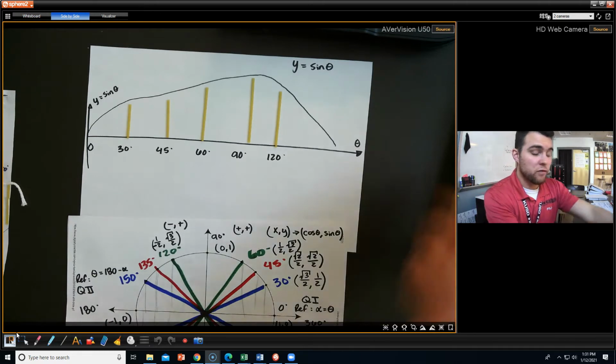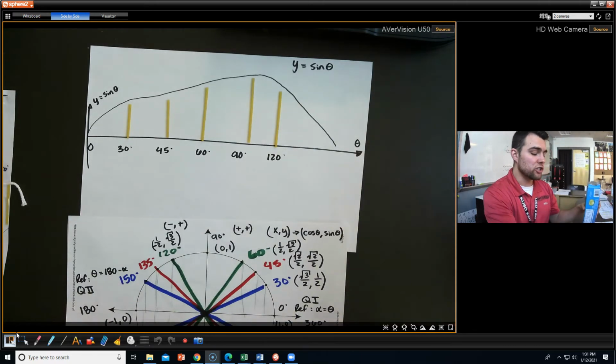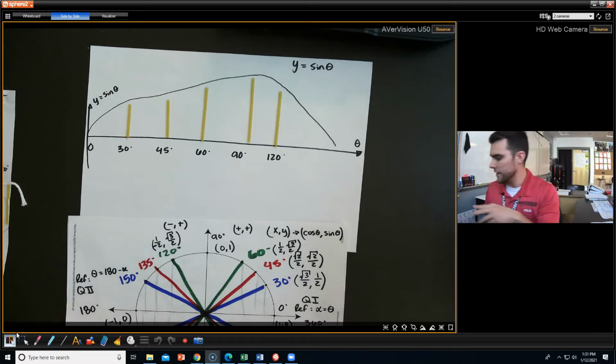Let's fast forward and see the finished product of what it should look like, because if I kept doing this, it would take all day, ladies and gentlemen.